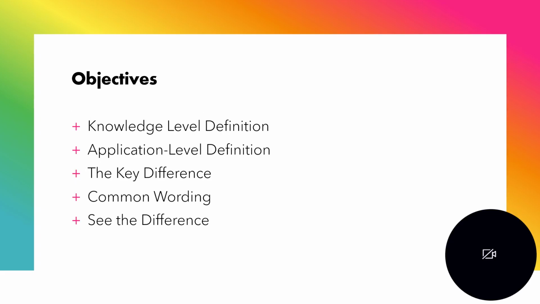We're going to focus on 5 main things. First, we'll look at the definition of what a knowledge level question is. Then we'll talk about application level questions, which require you to use what you know to make a decision about patient care. We will then discuss the key difference between these two types of questions so that you are able to recognize and understand what's being presented on your exams.